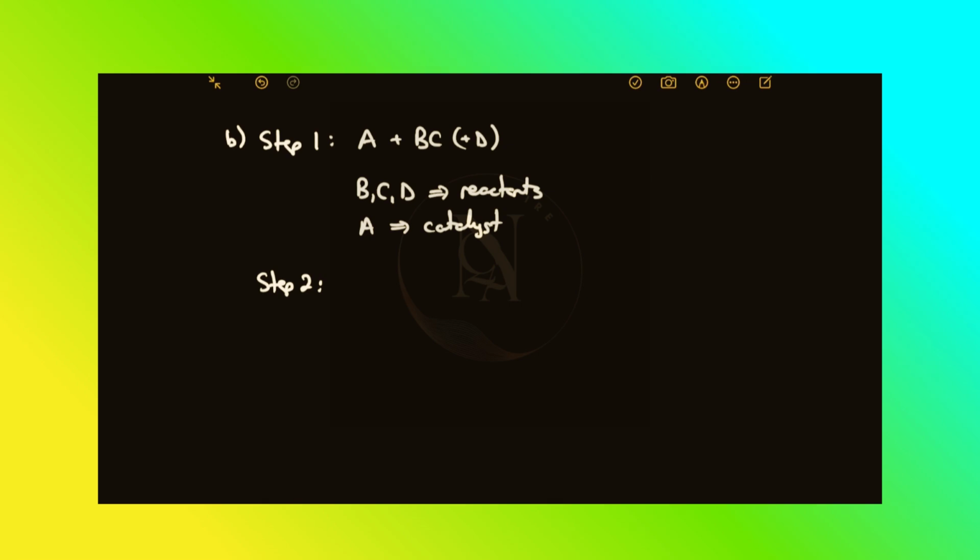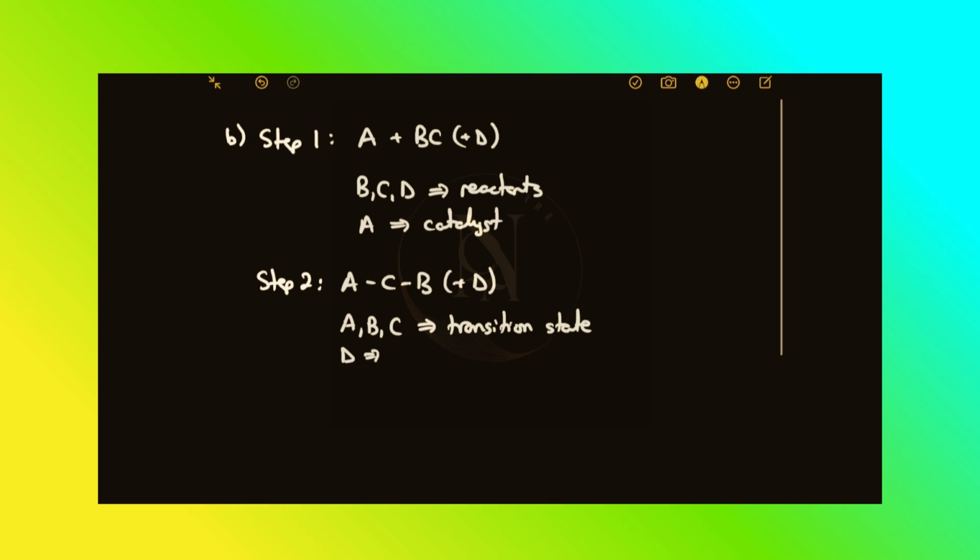For step 2, we have A, C, B, and D. So here, A, B, and C are in a transition state where D is a reactant.